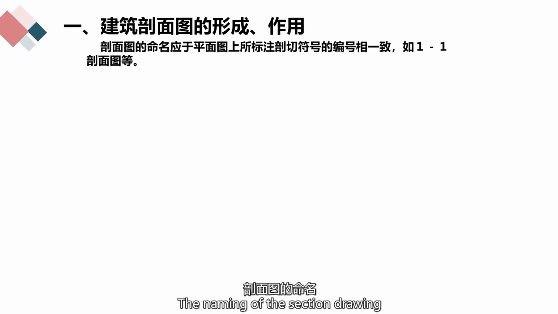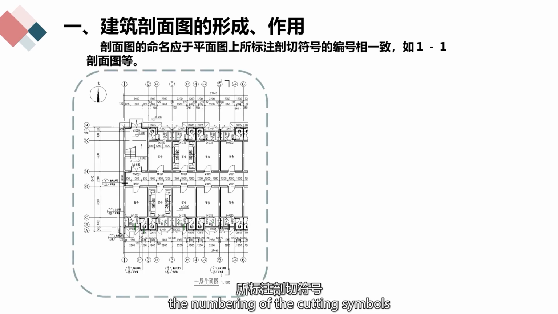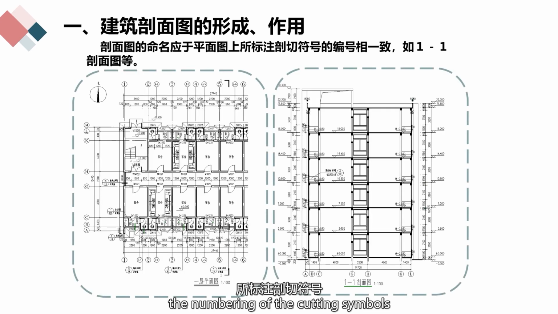The naming of the section drawing should be consistent with the numbering of the cutting symbols marked on the plan view, and can be numbered using Arabic numerals, Roman numerals, or Latin letters, such as section 1 to 1, etc.